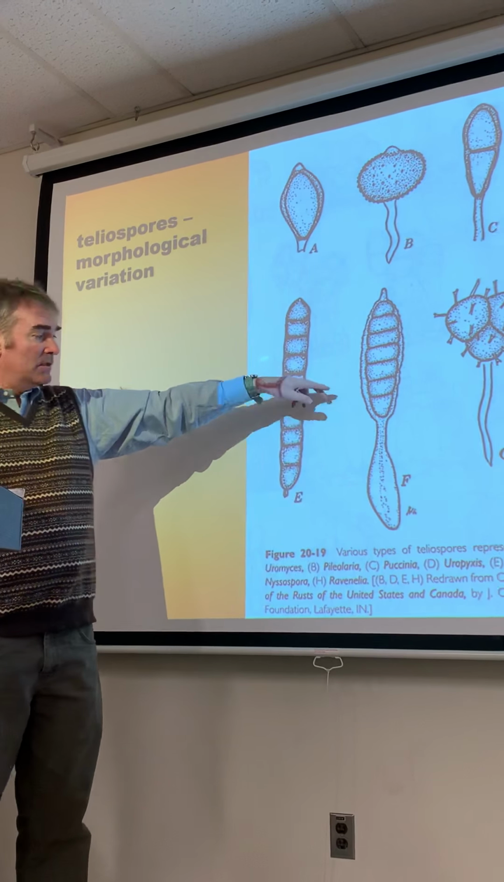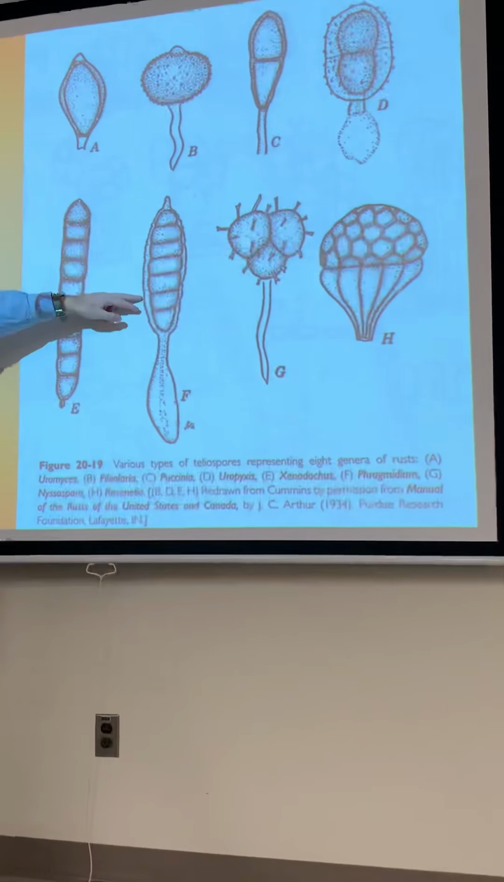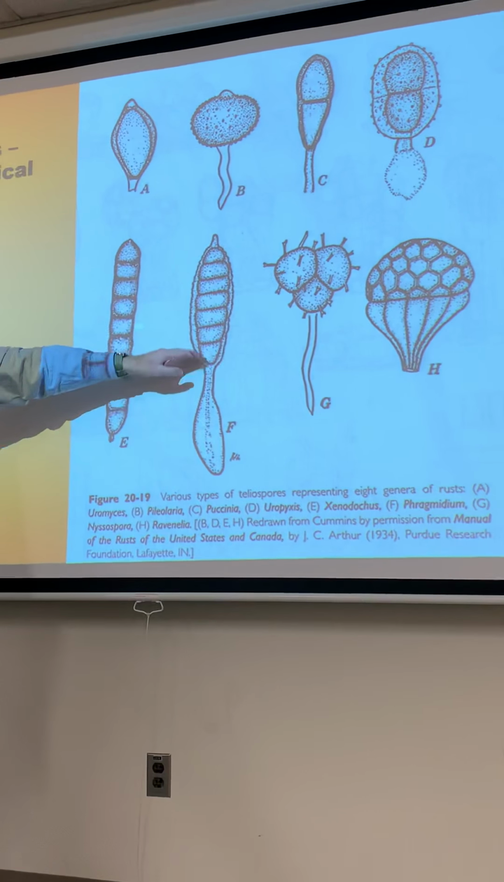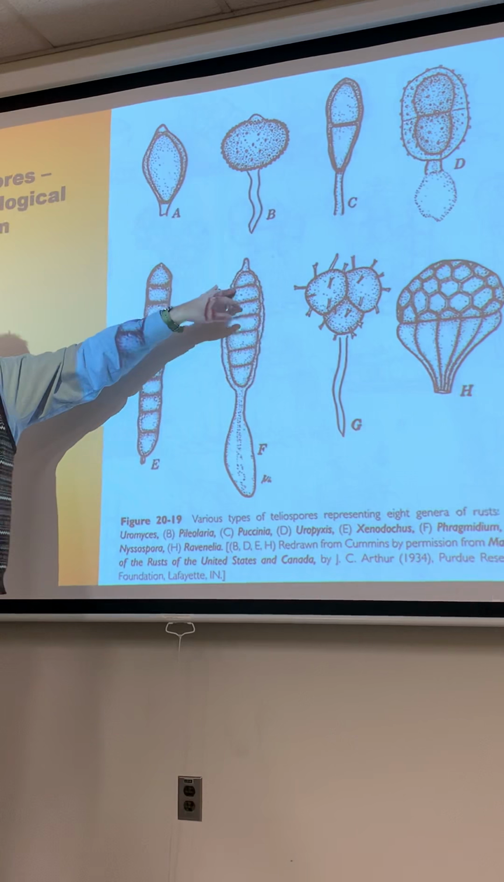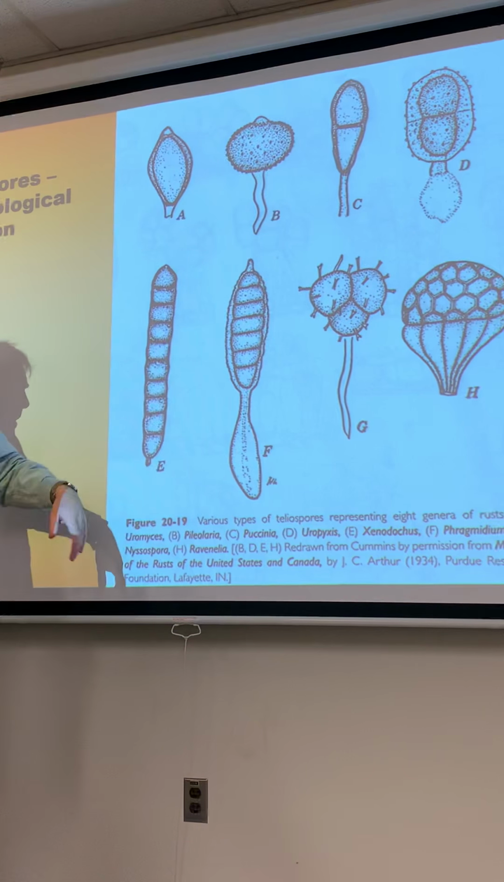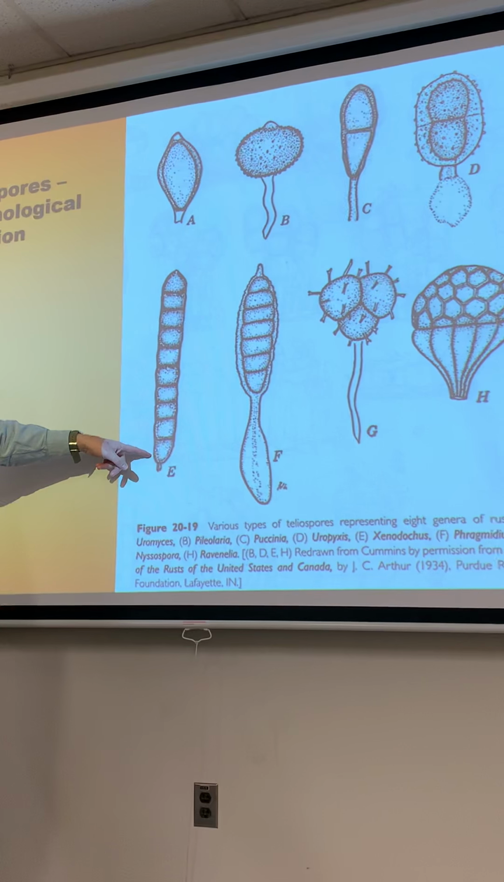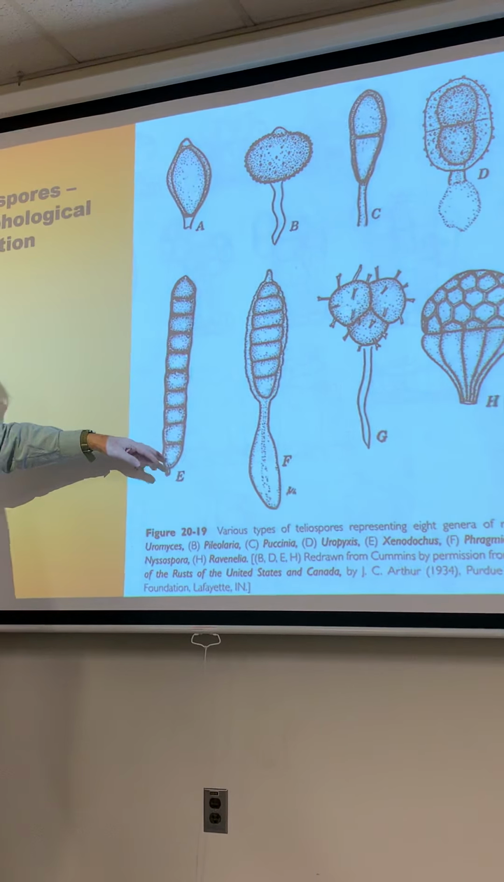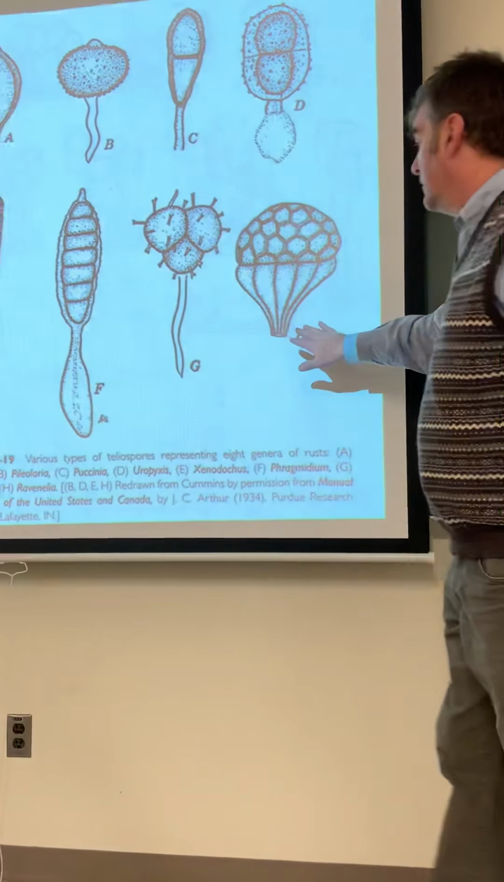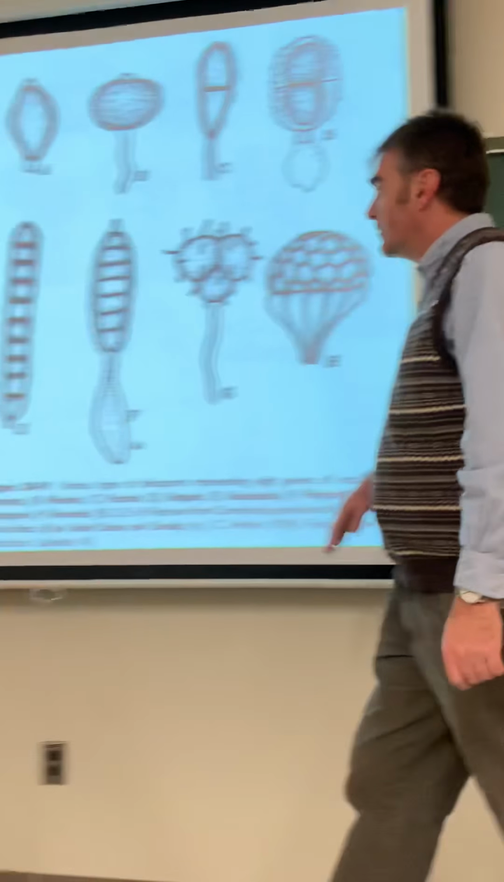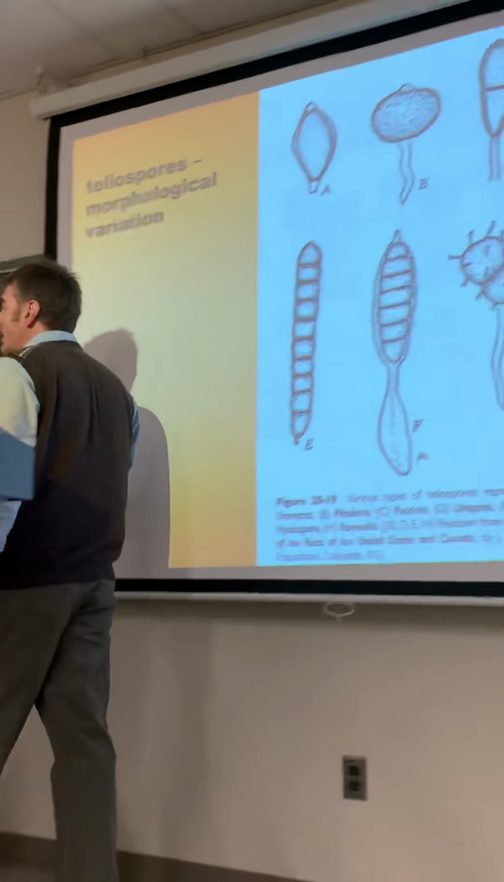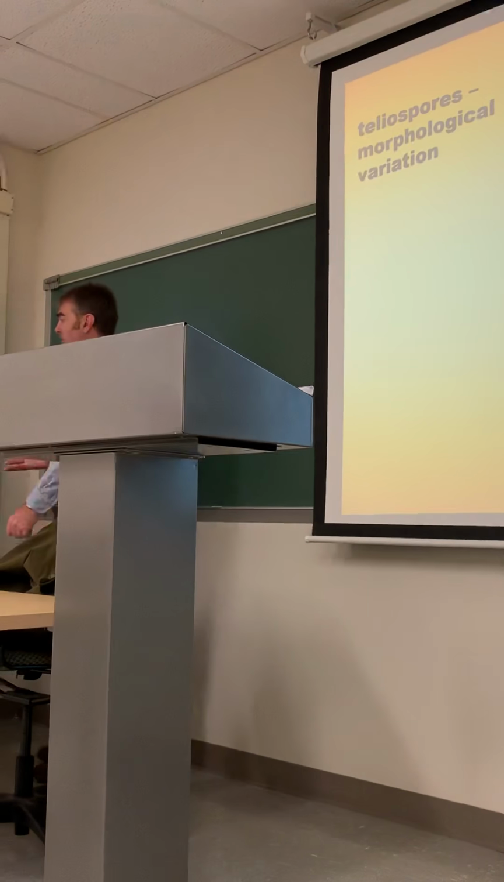But notice there's some interesting ones. This F, for example, Phragmidium, so phragmo, again referring to the broken up nature, the septate nature of the spore, right? And this one, Gymnosporangium, is very interesting, gesundheit. And then finally H, Ravenelia here, that's very interesting. Right? So there is some variation, and remember this is a huge group.